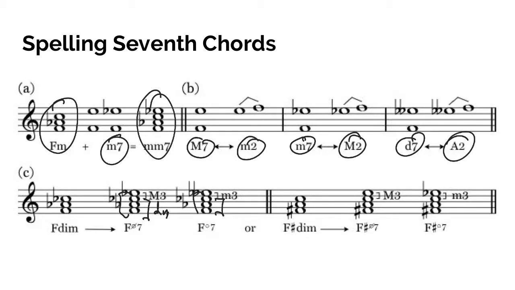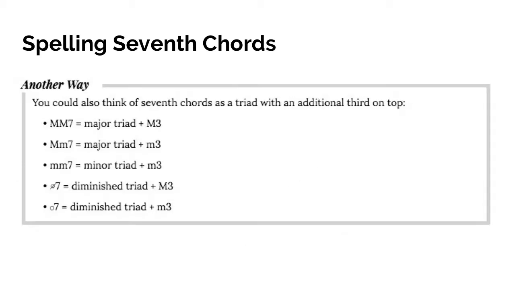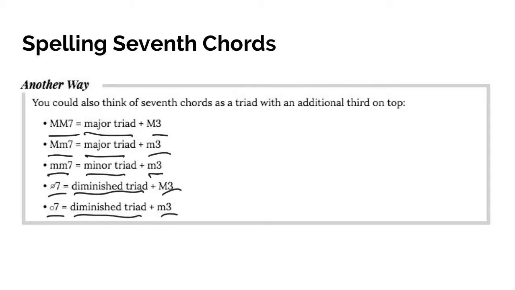All right, so that's that. Or you can think of it this way as well. This is how I think of the chords: major major seventh is a major triad with a major third on top; major minor seventh is a major triad with a minor third; minor minor seventh is a minor triad with a minor third on top; half diminished seventh is a diminished triad with a major third; fully diminished is a diminished triad with a minor third.